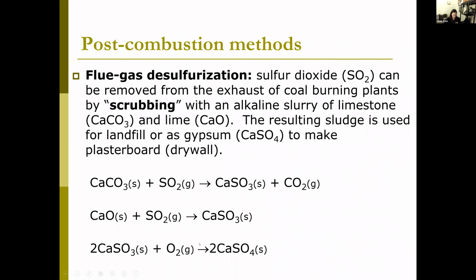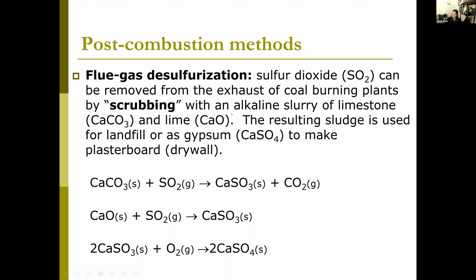All right, then we could have the alkaline scrubbing. So this is used on flue gas, I hope I'm saying that right, to desulfurize or remove the sulfur from it. So sulfur dioxide can be removed from the exhaust of coal burning plants by scrubbing it with an alkaline slurry of limestone or lime. And so there are reactions for both, because depending on what part of the country you're in and what you can get access to, either one of these things works. Calcium carbonate or calcium oxide, the common names for which are limestone and lime.